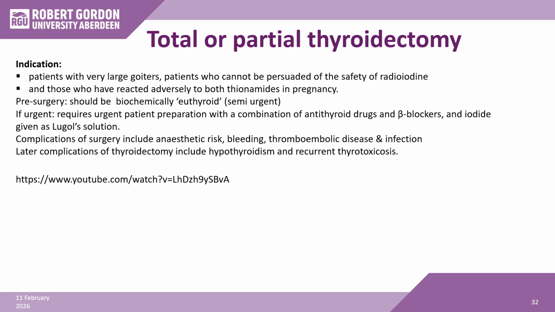So before surgery, patients should be rendered as close to euthyroid as possible. In urgent cases, we use a combination of antithyroid drugs, beta blockers, and sometimes Lugol's iodine to bring them to a euthyroid state. Complications of surgery include anesthetic risk, bleeding, thromboembolic disease, and infection. And later complications of thyroidectomy include hypothyroidism and recurrent thyrotoxicosis.